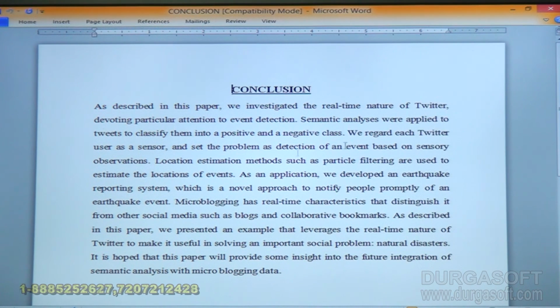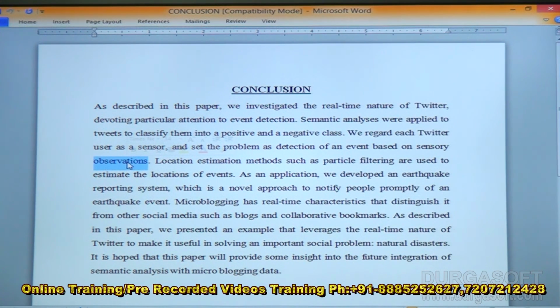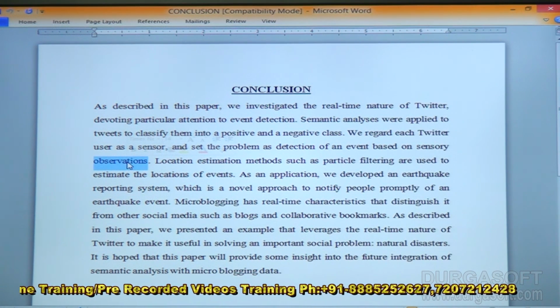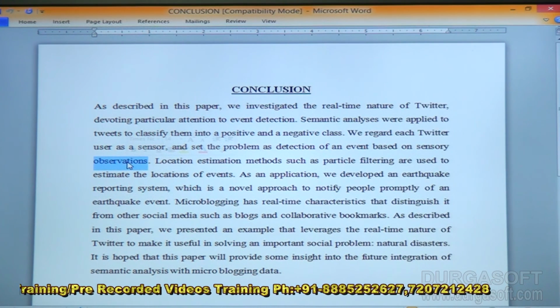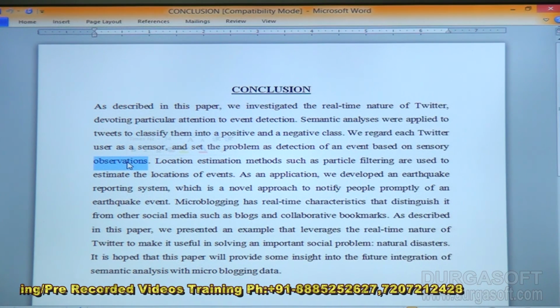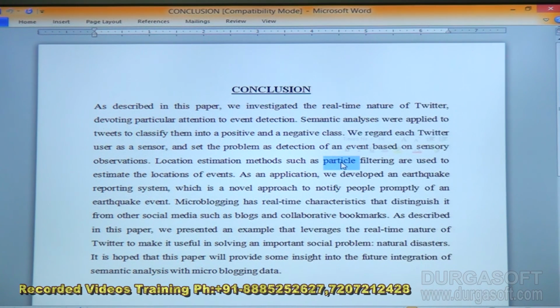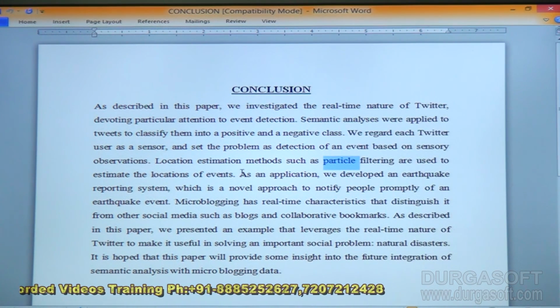We regard each Twitter user as a sensor, and a set of problems as detection of an event based on the sensor observations. So we are taking each user as a sensor, and as a sensor it will detect the events and post them to the server. In the same manner, people around the world are also getting the event information and posting it into the Twitter server. Location estimation models such as particle filtering are used to estimate the location of events.